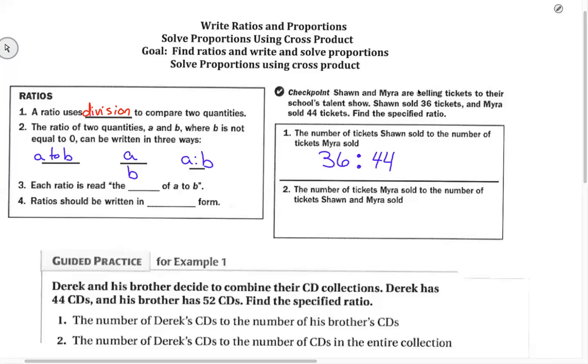What if I said this? 18 to 22. How did I get to that? I divided by 2, so it's half, right? Is there another one? 9 to 11. Now, why are these important things to know?